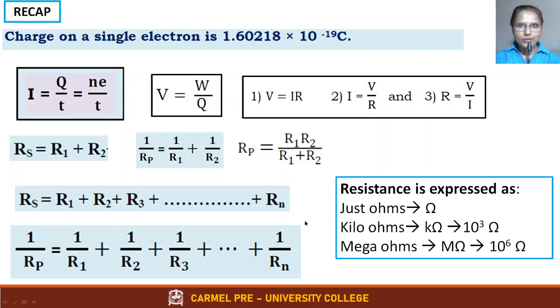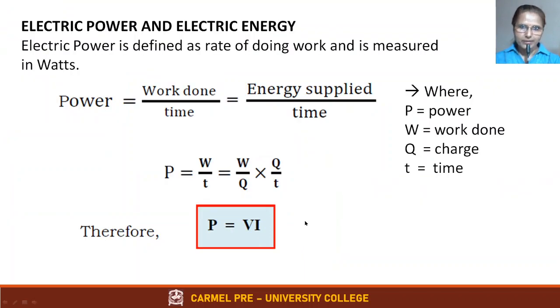Today what we are discussing is power and energy of electricity. So let us first take what is electric power. Power is defined as rate of doing work and is measured in watts. Rate of doing work means the expression can be work done by time, or energy supplied by time. If you write energy or work done as W, time as T, then P is equal to W by T. Just multiply and divide by Q, then you can rearrange it as W by Q into Q by T.